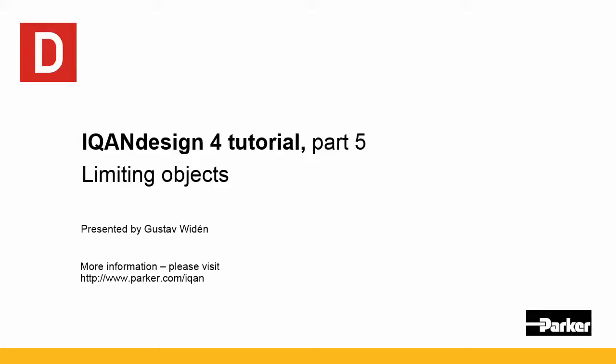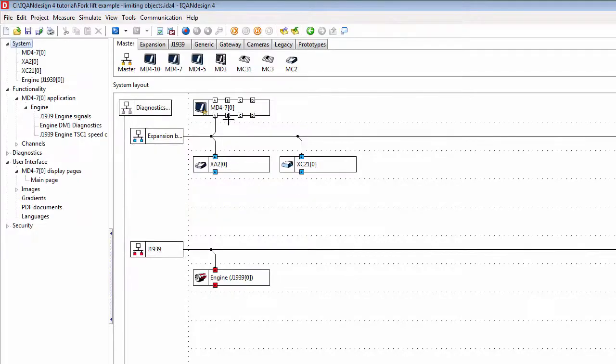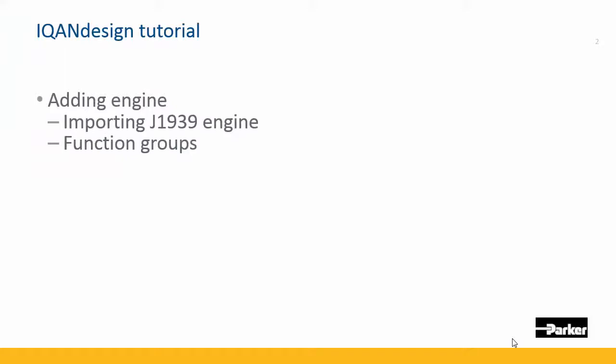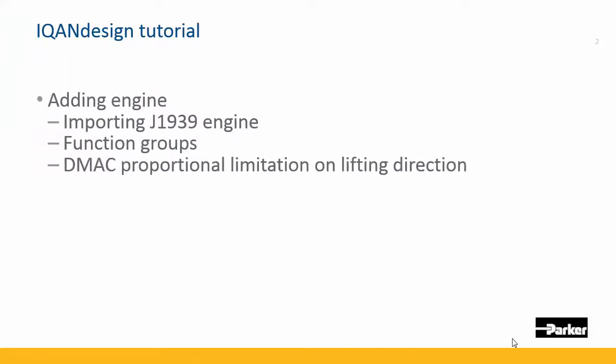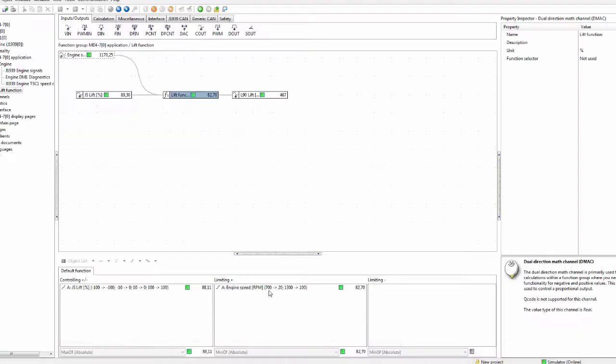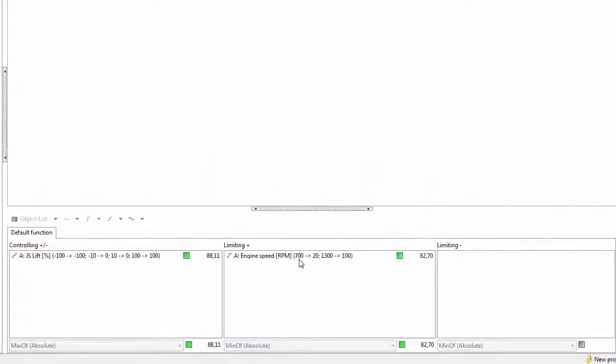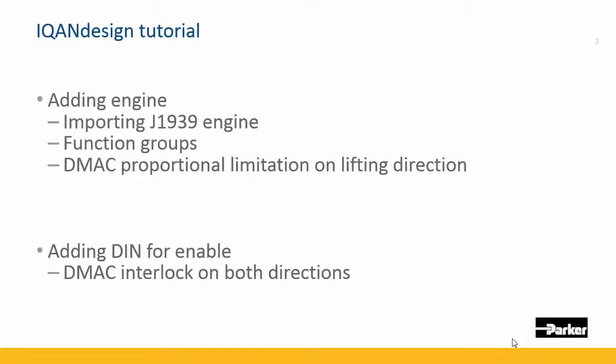Welcome to part 5 of this IQANdesign tutorial, where we will have a look at limiting objects. To do that, we will add an engine to the system, and we will get to see a little bit about the function groups, but the main purpose here is to look at the proportional limitation of our lifting function that we created before. And to see more about limiting objects, we will also add an on-off interlock that could be used, for example, like an operator presence check.